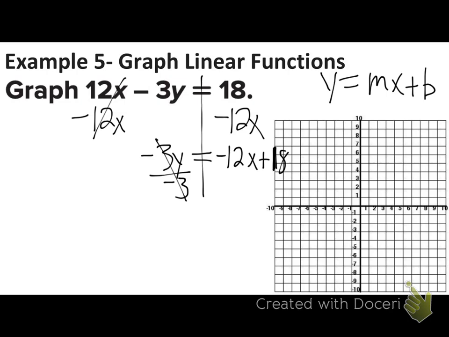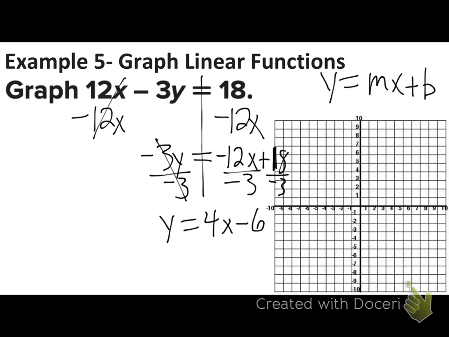Divide by negative 3. On the right side, what gets divided by negative 3? Every term that's on that side. Negative 12x divided by negative 3 is positive 4x. Positive 18 divided by negative 3 is negative 6. Are we okay with my equation in slope-intercept form here?